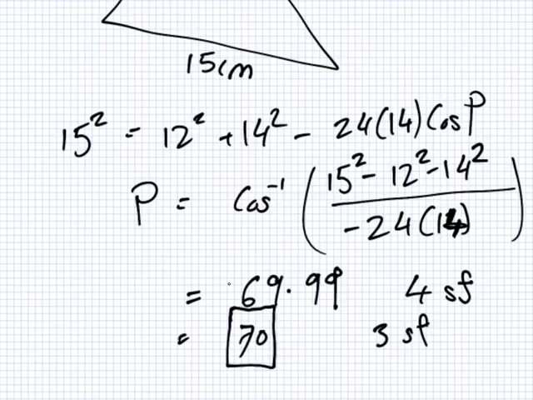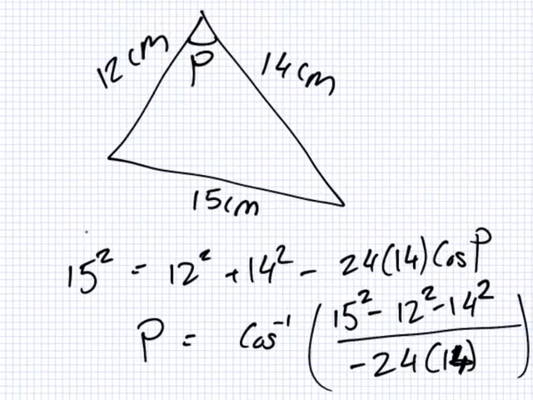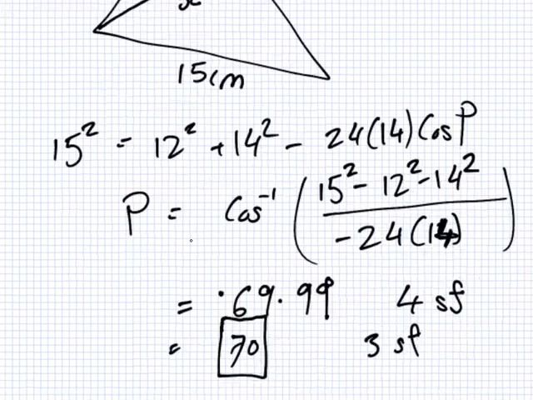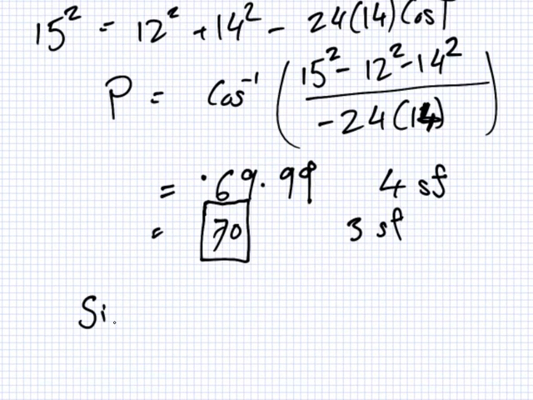But I will use 69.99 in my next part, which is, I probably need to use this to get the shortest distance, right? The shortest distance from Q to PR. So yeah, this distance here, they want this distance, I'll call it X. I shall use sine P. So sine 69.99 equals X over 12, is that right?